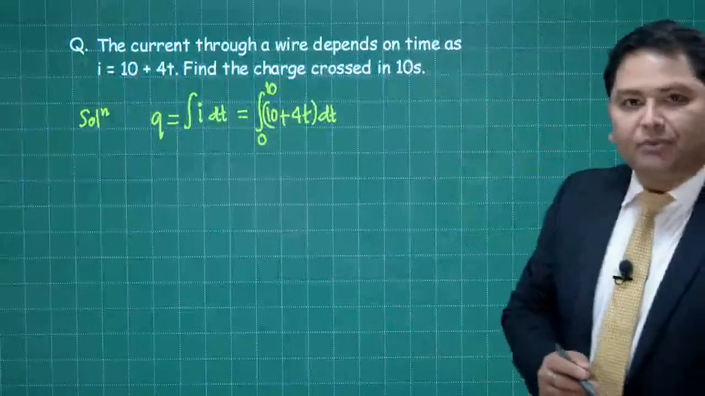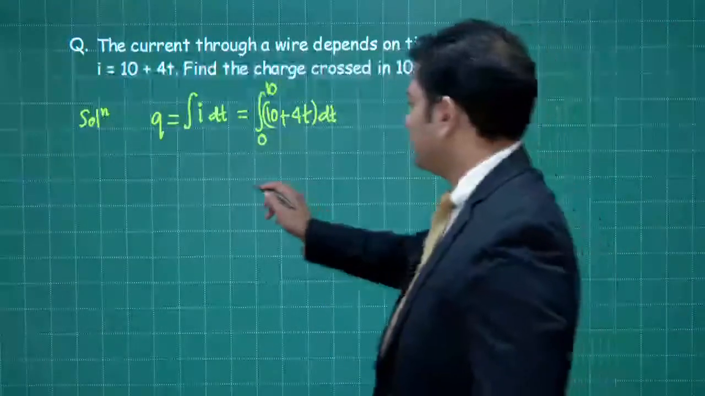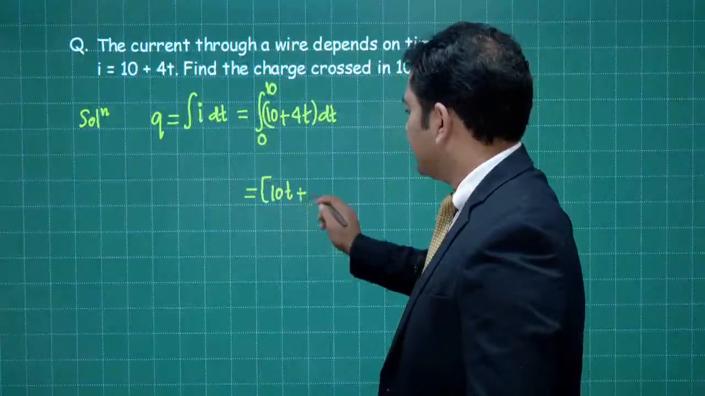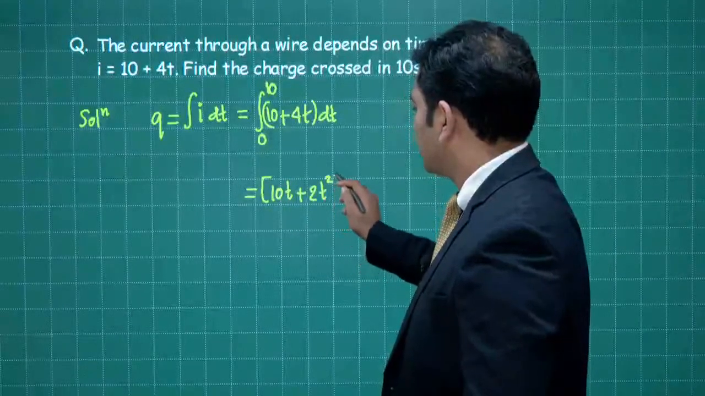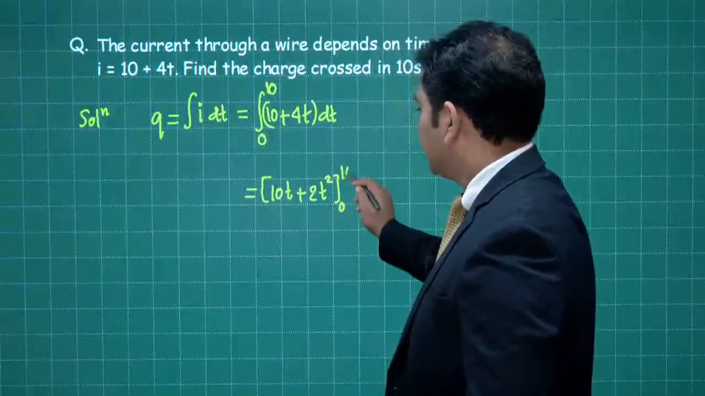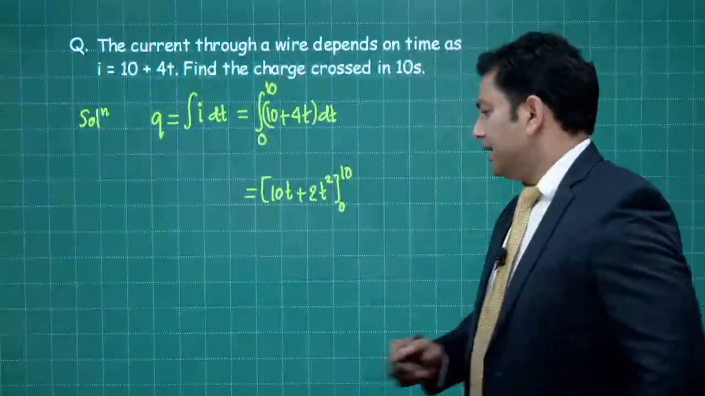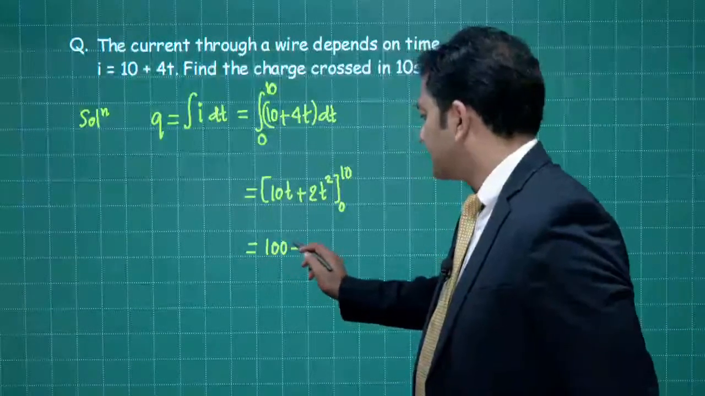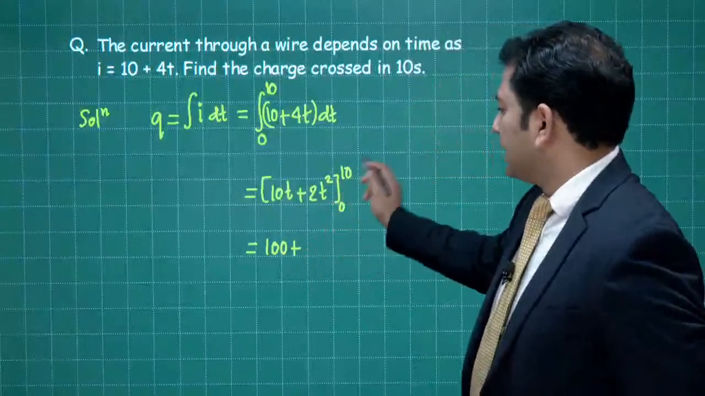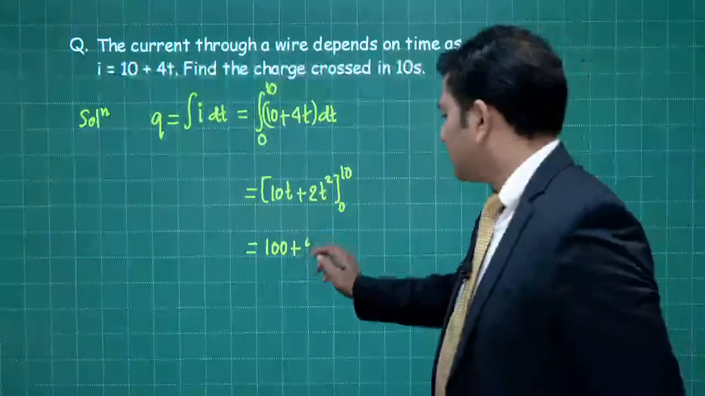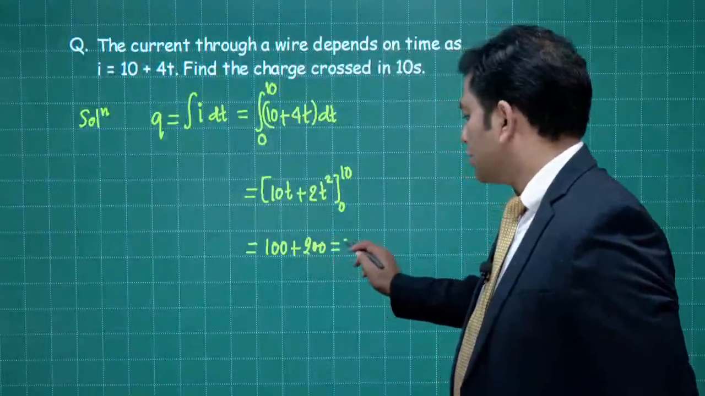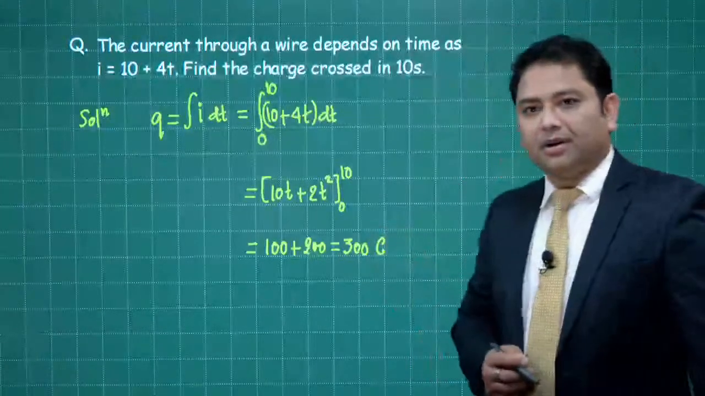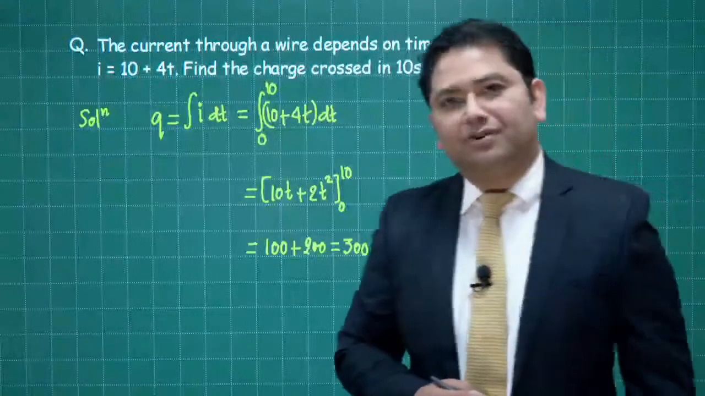Bas, ab kya karna? We got to integrate it, and I hope so simple level of integration is never a problem for you. Ye aa jayega 10t, this comes out to be 20t square by 2. That's from 0 to 10. That's how it goes. And let's see the value. Upper limit, that's going to be 100 plus. All right, so this is 100 into 2, so that's 200. So I get the charge that is circulated as 300 coulomb. Quite a huge value, 300 coulomb.